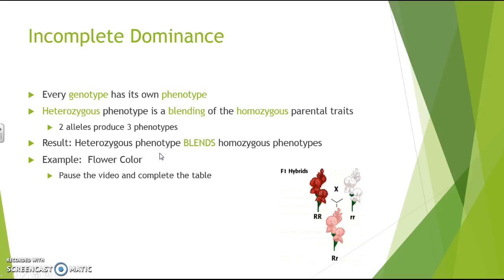So an example of this is flower color in snapdragons. You could have a red snapdragon or a white snapdragon. Red would be big R, white would be little r, and then the pink offspring would be big R, little r. Notice that they are the heterozygous genotype, and they have their own phenotype, which is pink. So go ahead and pause the video and complete the table. Remember that your genotypes are your letters and your phenotypes would be your flower color.